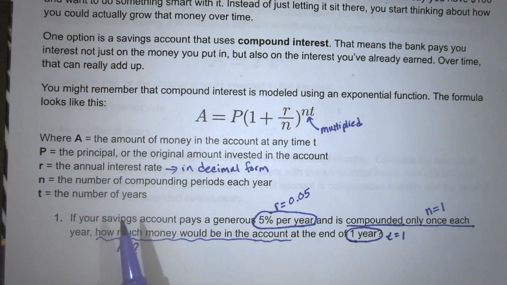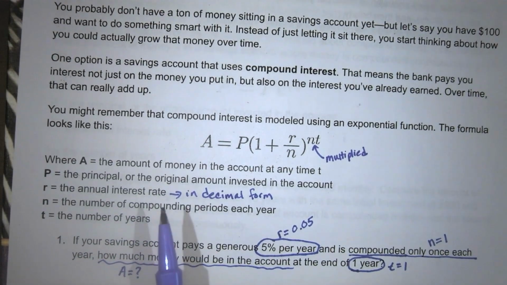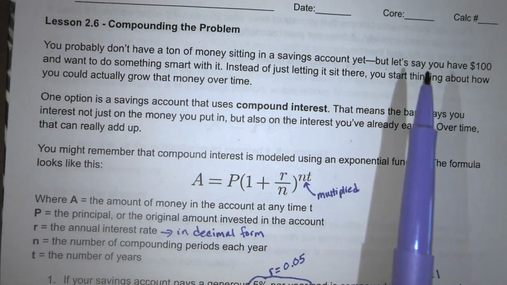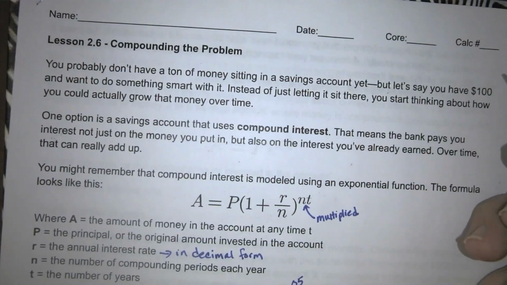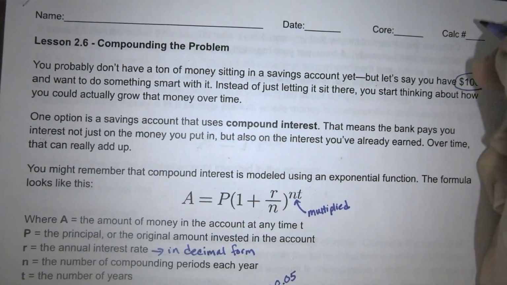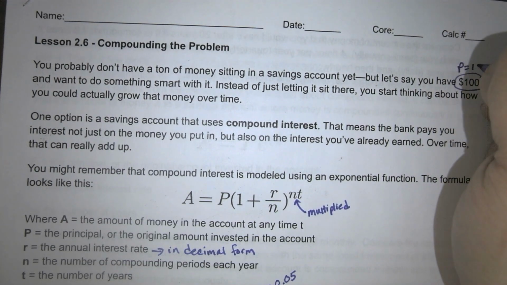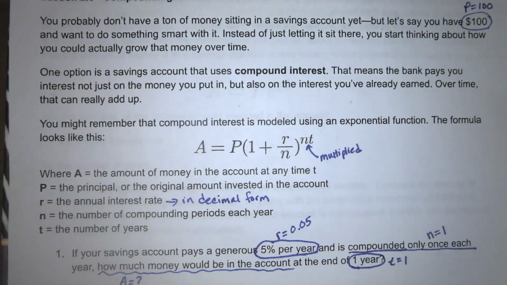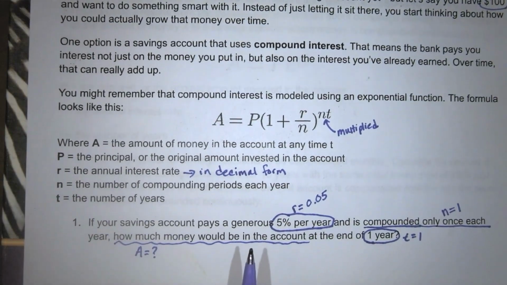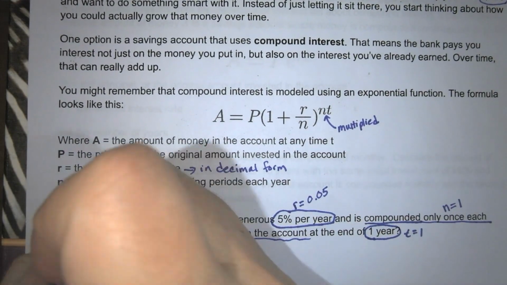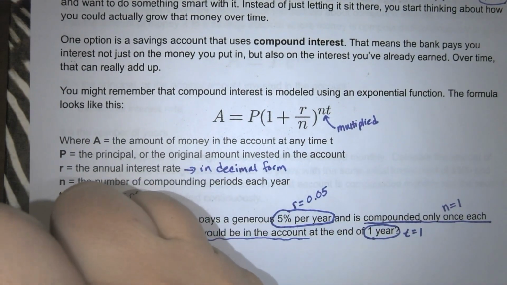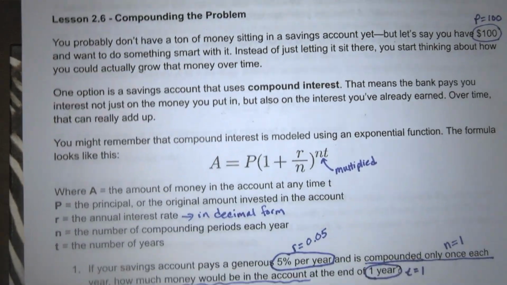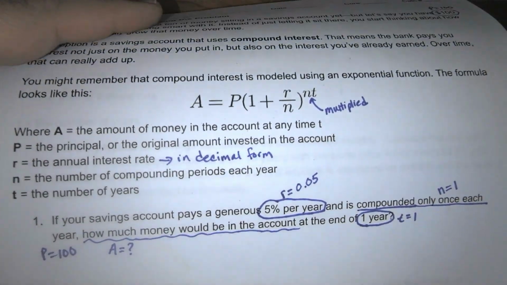It says if your savings account. So if you remember up here, we were talking about a savings account, and we said we were going to put $100 in it. So right here, this is our amount that we're putting in it. So that's our P. Normally, it would be written in the same problem down here, but because this is kind of stretched out with the story, it's written up there. So P equals 100.